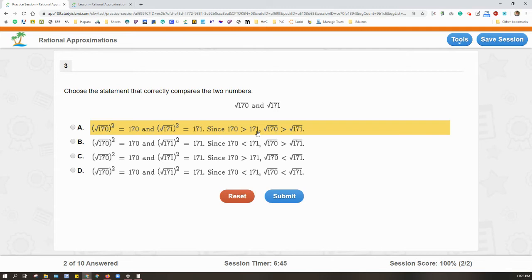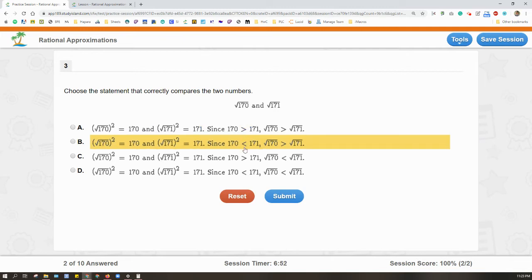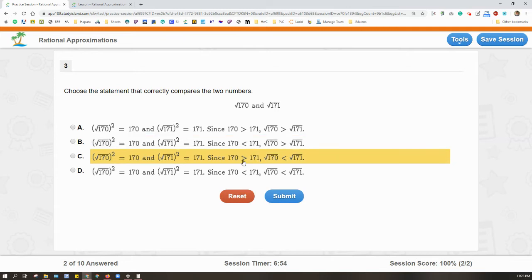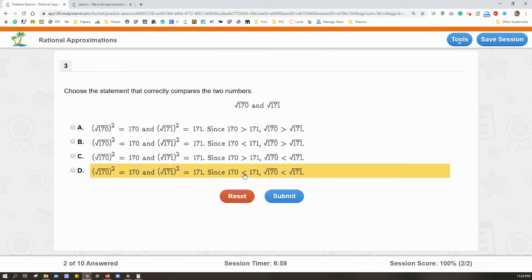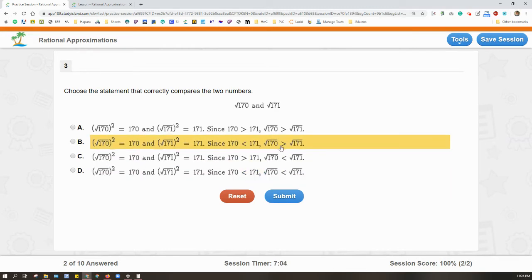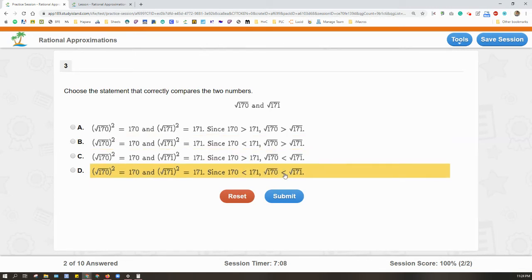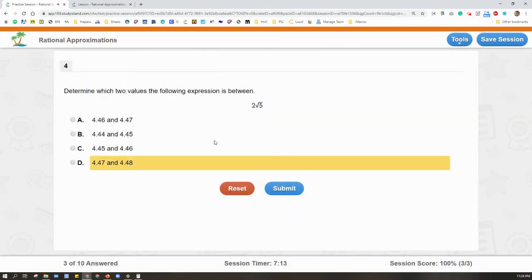You definitely want the one that says that 170 is less than 171. So take a look at the options that say that. B says 170 is less than 171. C says 170 is greater. That's nonsense. D says 170 is less than 171. So it has to be B or D. But note that over here, it says that the square root of 170 is greater than the square root of 171. Again, nonsense. It's not a trick question. The smaller numbers are worth less.